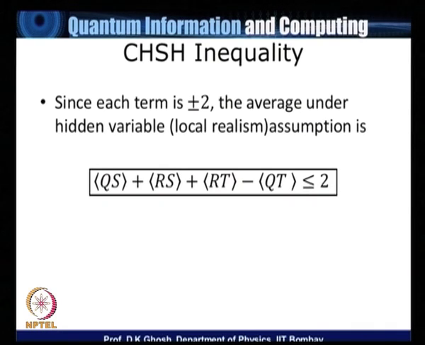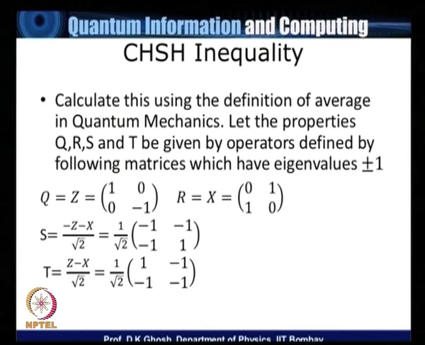So, let us look at what would happen if I believed in quantum mechanics. Now, in quantum mechanics, I consider similarly 4 properties, 2 of them with Alice, Q and R, 2 of them with Bob, S and T. Since in quantum mechanics observables are given by operators having certain eigenvalues, and these eigenvalues can be either plus 1 or minus 1, let me take Q equal to sigma z, the Pauli z matrix, R equal to sigma x, the Pauli x matrix, and S and T are combinations of z and x in the way they appear on the slide.